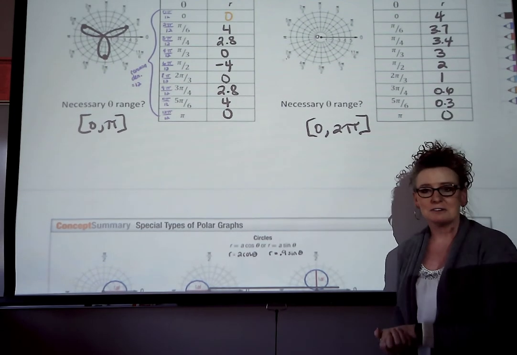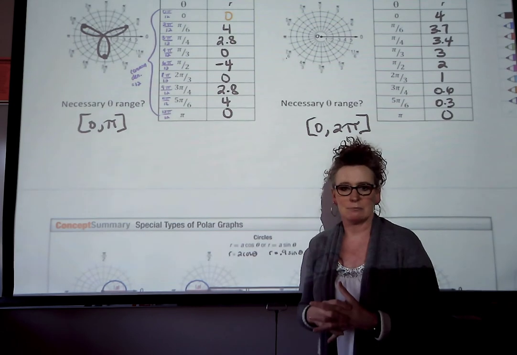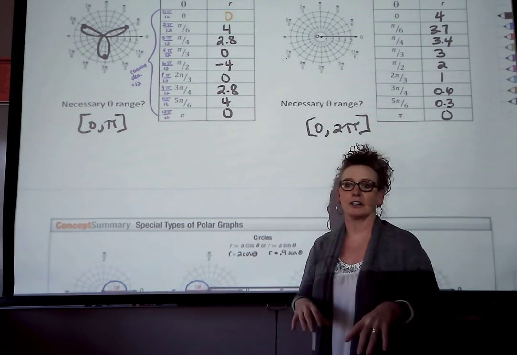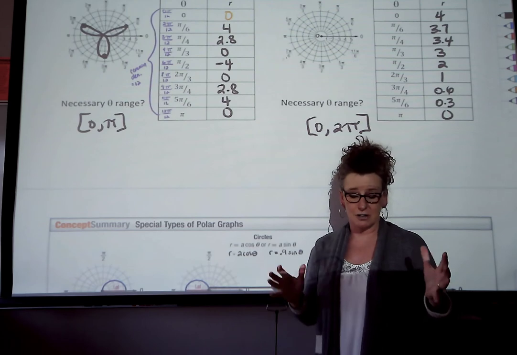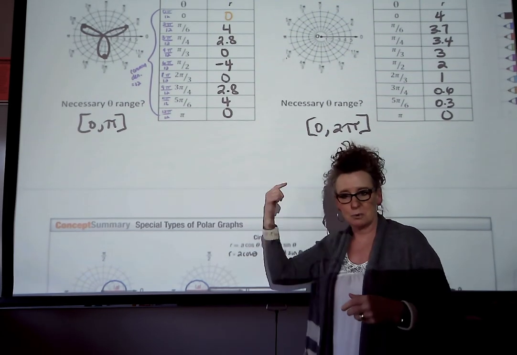Whew, a lot of info, but it's really a lot of calculator usage. So I just encourage you, play around with your calculator. Let your teacher know if your calculator's doing some weird things, and we can help you get set up to where you can graph these.